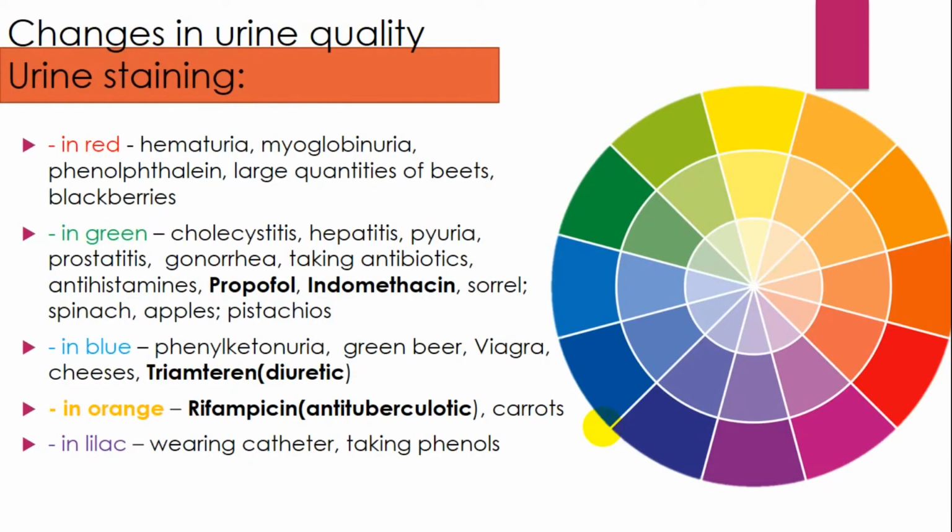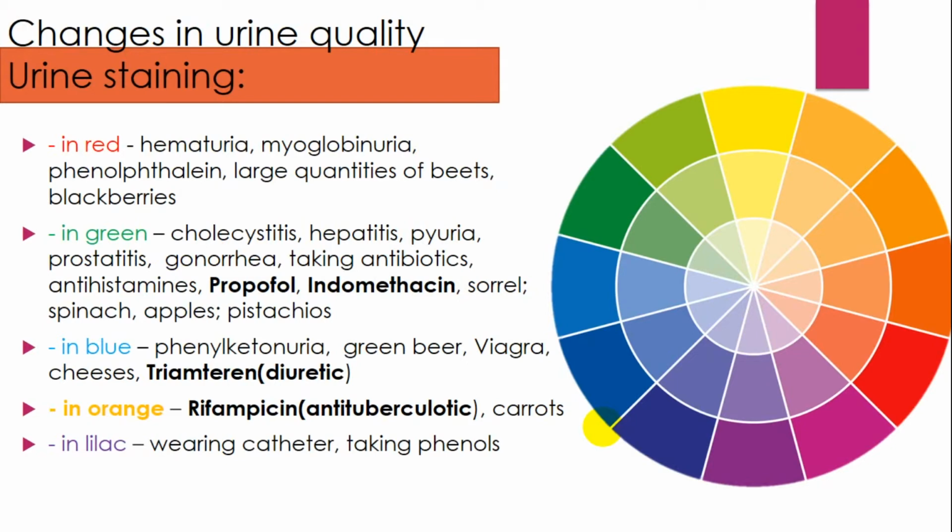And now something about changes in urine quality, actually staining. Human urine is typically yellow or a little bit brown, but in some conditions urine may be different in color. For example, red is due to hematuria, myoglobinuria, intake of phenolphthalein, large quantities of beets and blackberries in everyday intake.